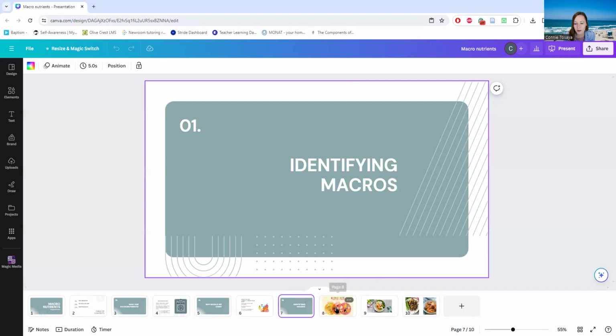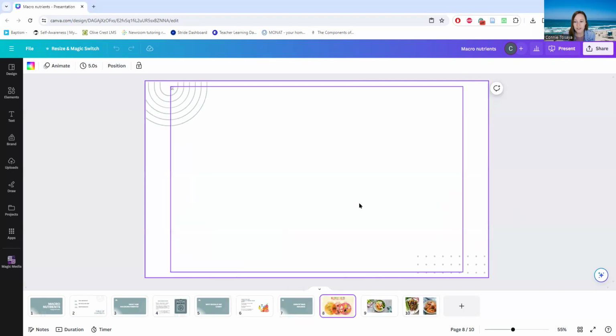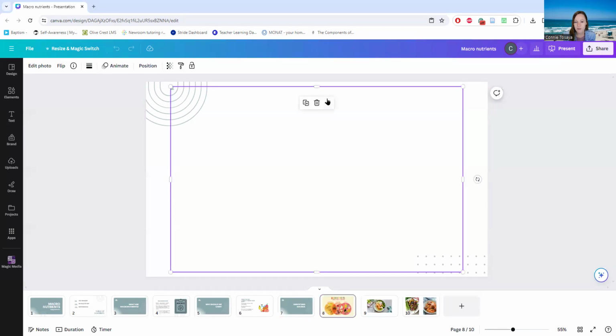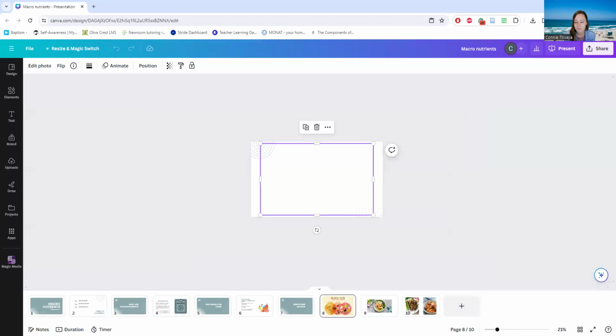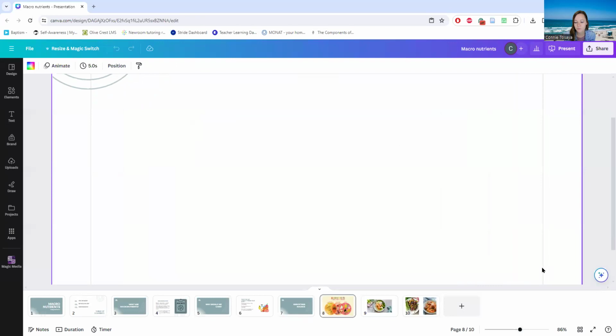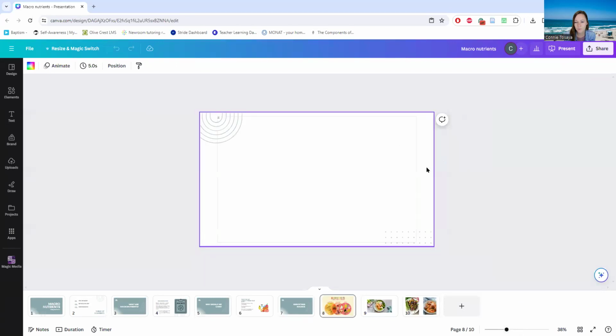Okay, so being able to identify macronutrients. You don't need to get super deep into the science of all of this. Oh, let me pause and figure out why this photo is not showing. Interesting. Okay, well, pause.